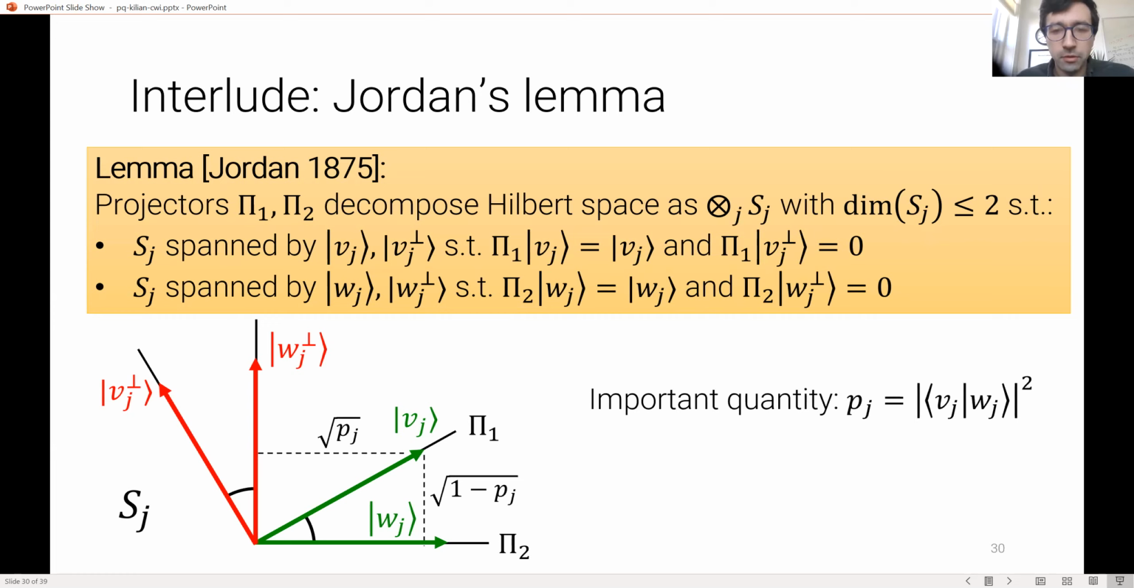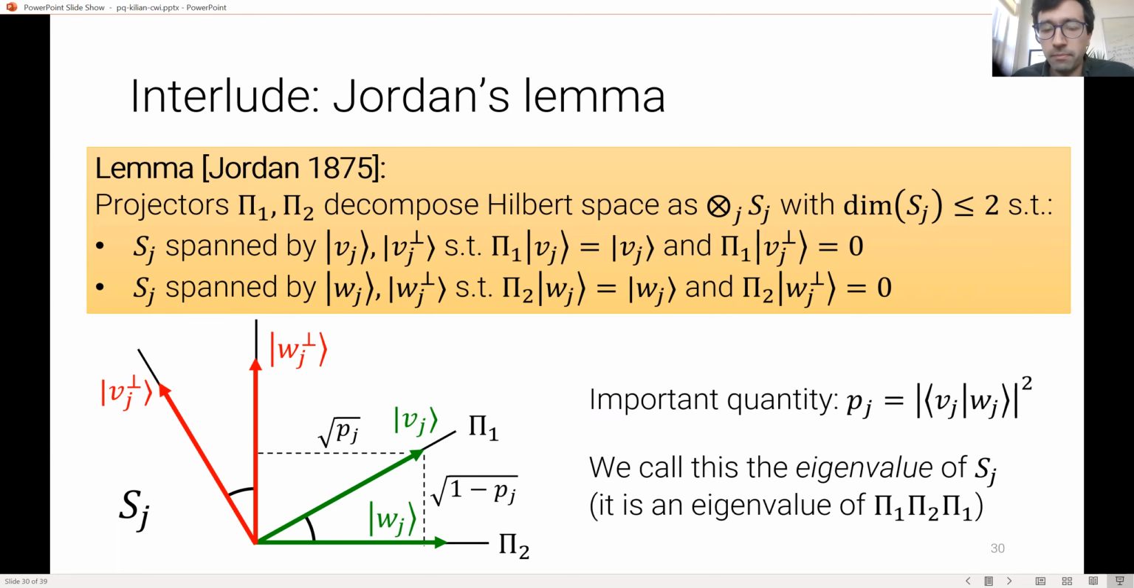And there is a very important quantity related to the subspace, which is the angle between pi1 and pi2, or the projection of Vj onto Wj. This angle is often called the principal angle. We call this Pj value the eigenvalue of Sj, because it's an eigenvalue of this Hermitian matrix pi1 pi2 pi1, and also pi2 pi1 pi2. This is a very crucial quantity in the analysis of these alternating projector algorithms.